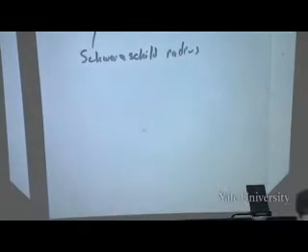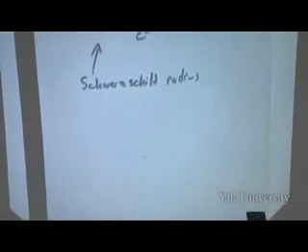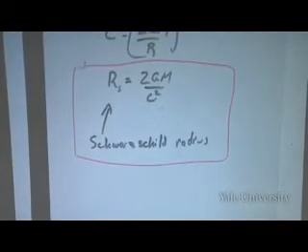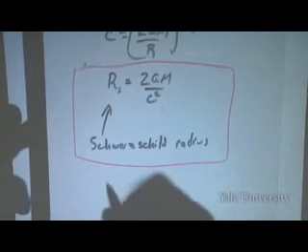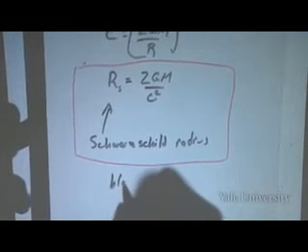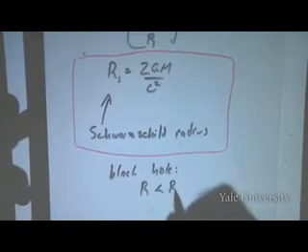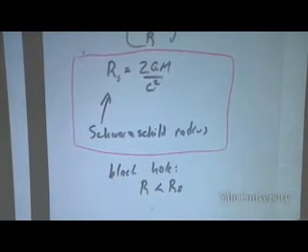And this is the size something has to be in order for its escape velocity to be equal to the speed of light. And another definition of a black hole is something in which the radius of the object is less than the Schwarzschild radius. Because if the radius is less, then the escape velocity will be even greater.